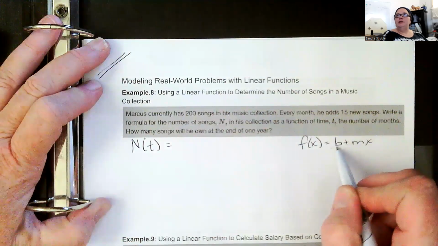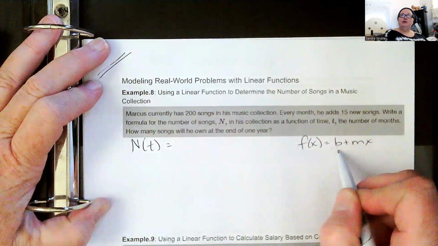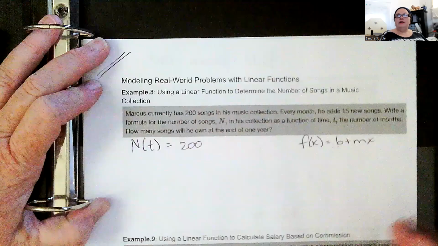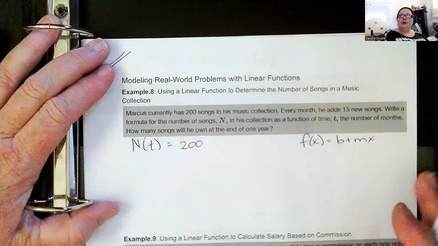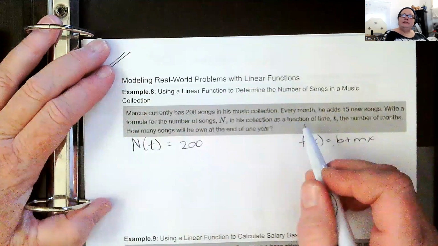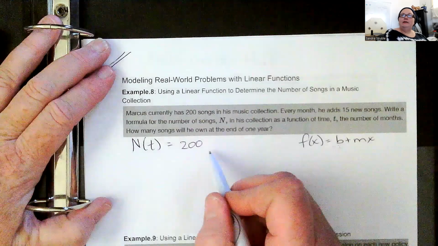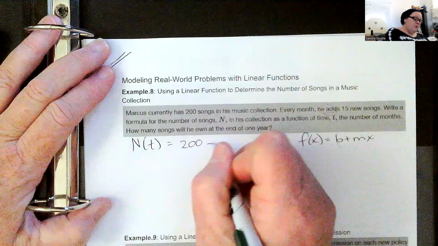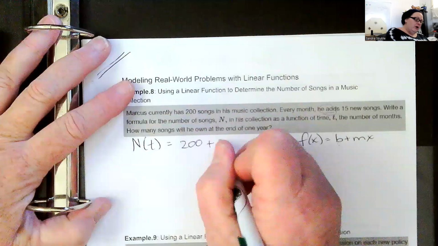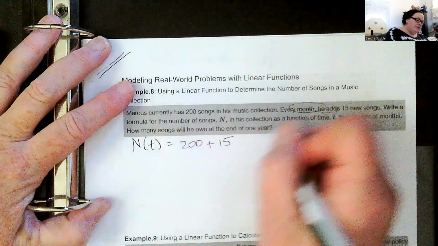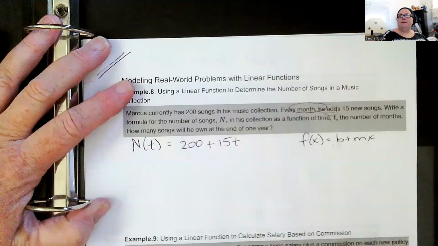What's the initial value? And in this case, the initial value, b, is 200 because he has 200 songs before he even does anything else. But from there, is he adding or is he subtracting from that initial value? So he's adding, and they even tell us he's adding. He's adding 15 new songs per month because they're telling us every month, and we're using t as time. Okay, and t is representing the number of months. All right, so we have our function.